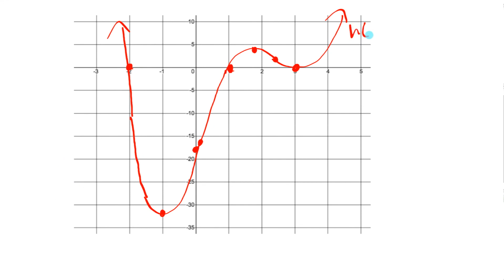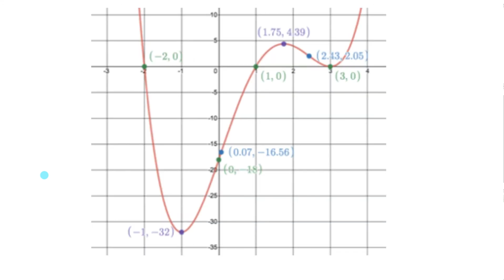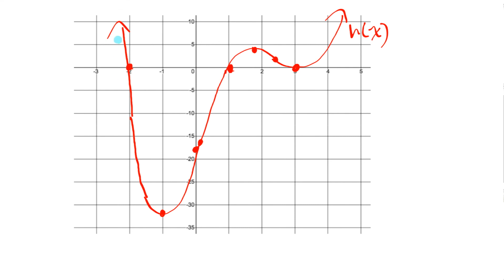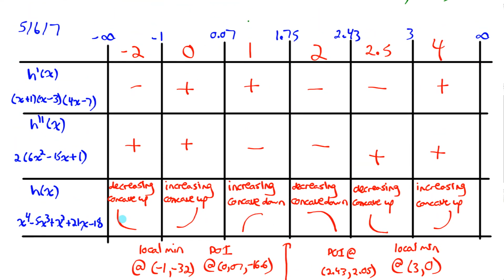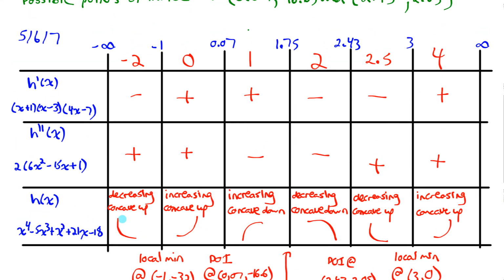There's a graph of our h of x function. And if we compare that to the graph that Desmos would give us, notice we have an almost perfectly accurate representation of that function. And just to quickly summarize, in this interval, decreasing and concave up, then increasing and concave up, increasing and concave down, decreasing and concave down, decreasing and concave up, increasing and concave up. And we got all of that from this chart.